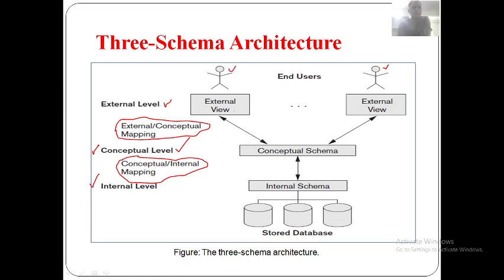So there are end users, there may be n number of end users. They see only the external view. Got it? They will not see in detail. Whenever you are entering online forms, you just enter your name, but you will not see what its data type is or what the size is. You can't see it, right? This is called the external view.